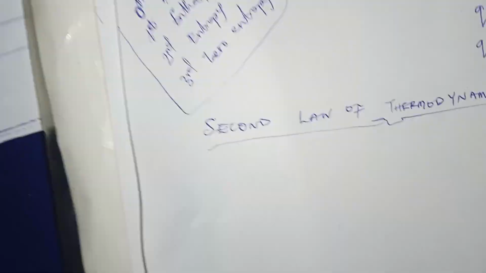So the second law now talks about entropy. Now what is entropy before we start the second law? You need to know that it is the degree of disorderliness.